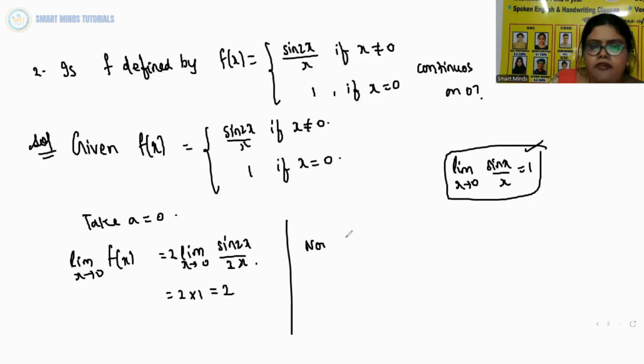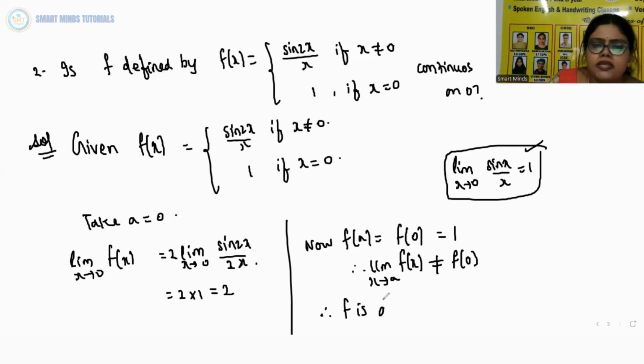Now f of a is equal to f of 0. That is equal to 1. Therefore, limit x tends to a, f of x is not equal to f of 0. Therefore, f is discontinuous at x is equal to 0. So after solving this sine 2x by x, you got 2. But over here it says 1. So because 2 is not equal to 1, the function is discontinuous.